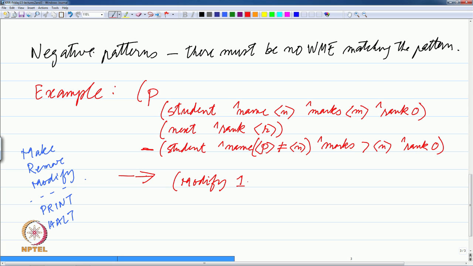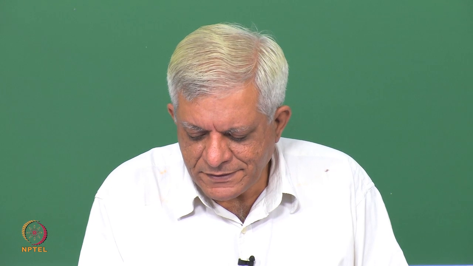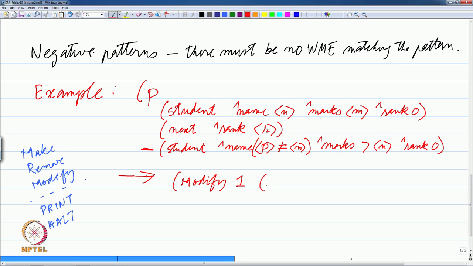So, when I say modify 1, I am saying modify the working memory element matching the first pattern. And I say change the rank of that working memory element to R, and maybe this, I do not remember the syntax, maybe this bracket is not required.